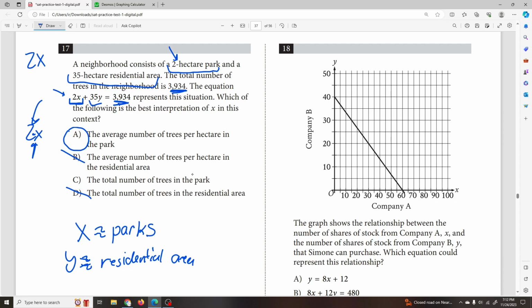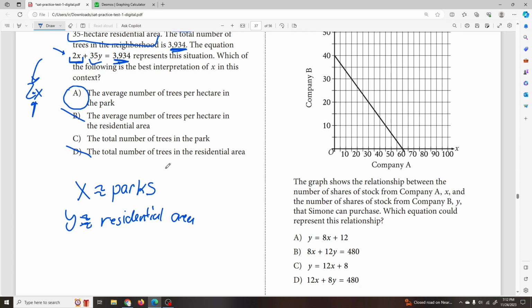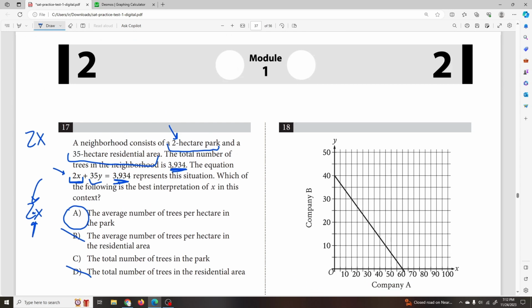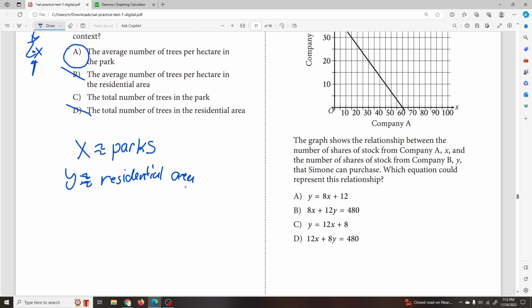That is 2 times x. We don't know what x is. We don't know what the total is. But we know that it does give us the average number of trees per hectare in the park. That's what x represents. And you can confirm this by saying that 2 hectares, that's what the 2 represents, right?